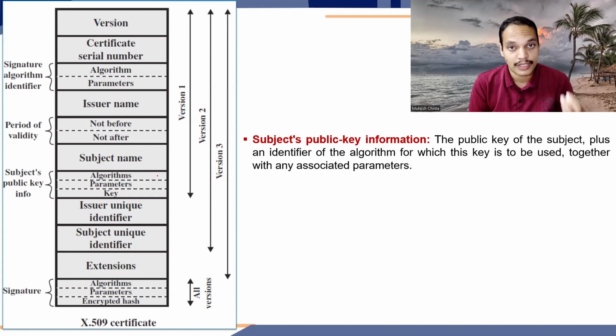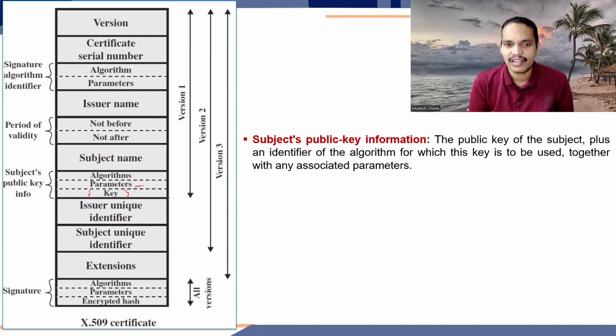If I want to specify for which algorithm this public key is to be used, and if there are any parameters to be used along with this public key, all that information is present over here. You can see the subject's public key info: the algorithms it can be used for, the parameters associated with this particular key, and finally the key value. So these are the three fields present in the subject's public key information. So this is my name and this is my public key.